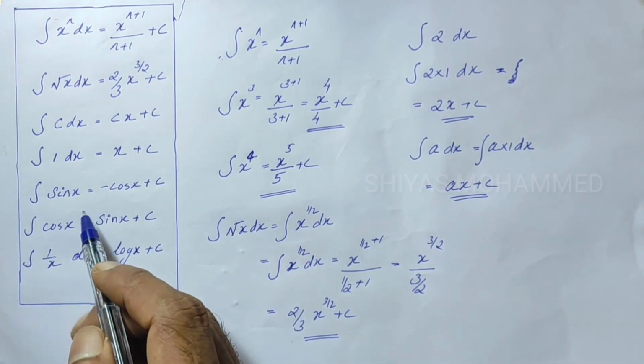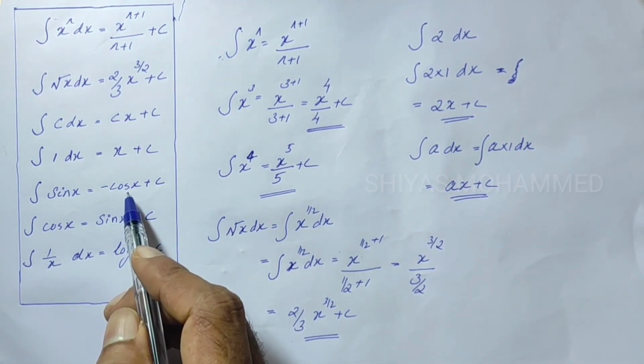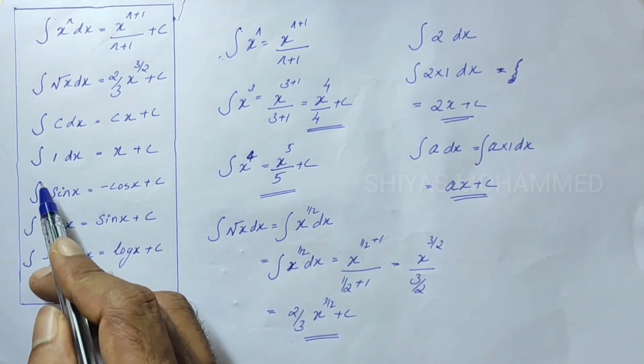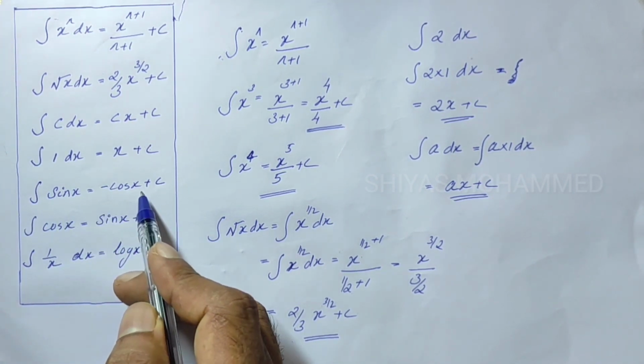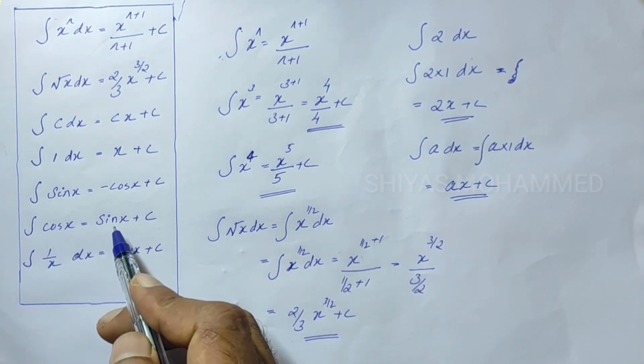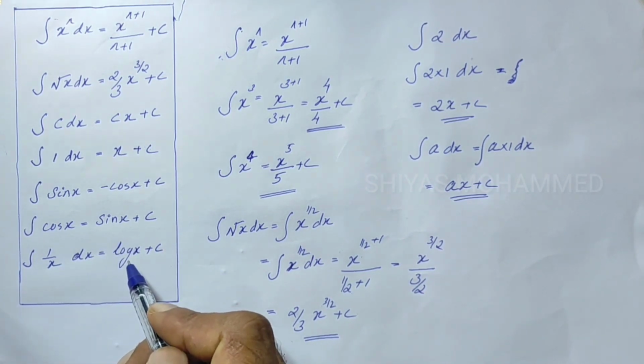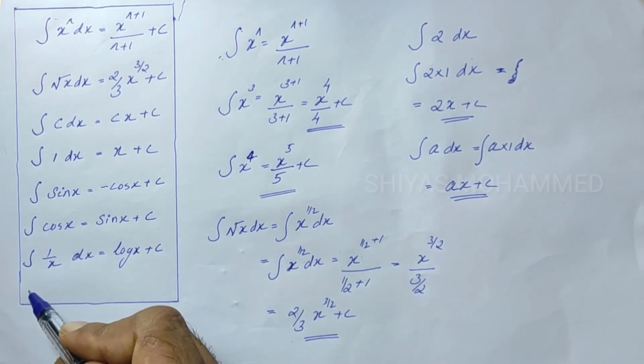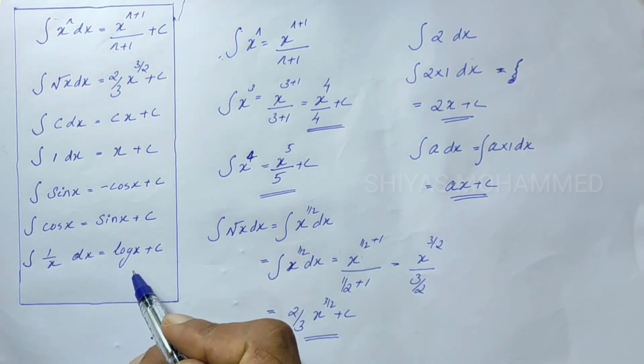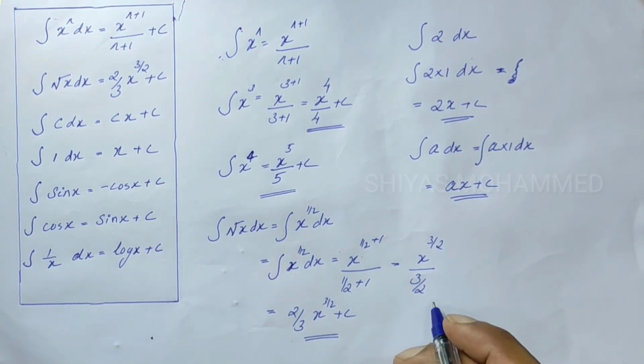Now these are very easy because we already studied that the derivative of cos x is minus sin x. Therefore the integral of sin x is minus cos x. The integral of cos x is sin x. And we studied that the derivative of log x is 1 by x. Therefore the integral of 1 by x will be log x. Now we can do some questions related to this one.